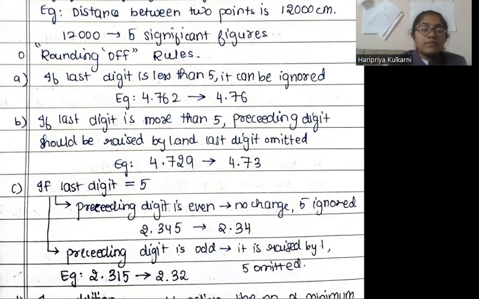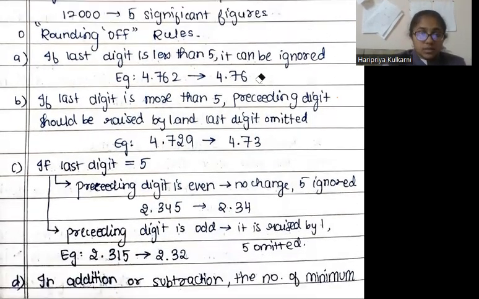Now, coming to rounding off rules. Now, how to round off some numbers, right? So, if the last digit is lesser than 5, then it can be ignored, right? What does this mean? That is 4.762 if I take. So, 6, 2, right? So, this 2 is of course lesser than 5. So, I'll ignore it. If I want only 2 places, I'll ignore that last 2. I'll get 4.76, right? If the last digit is more than 5, preceding digit should be raised by 1, right? And the last digit should be omitted.